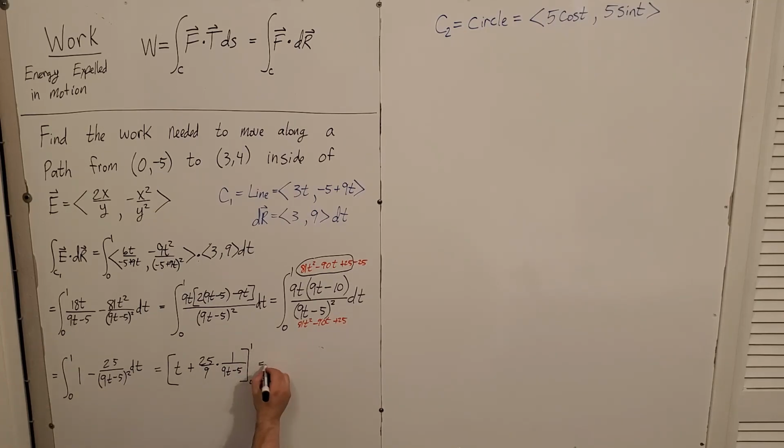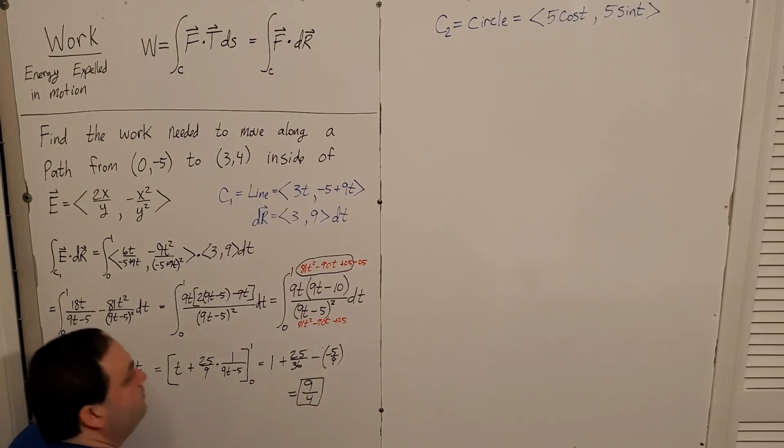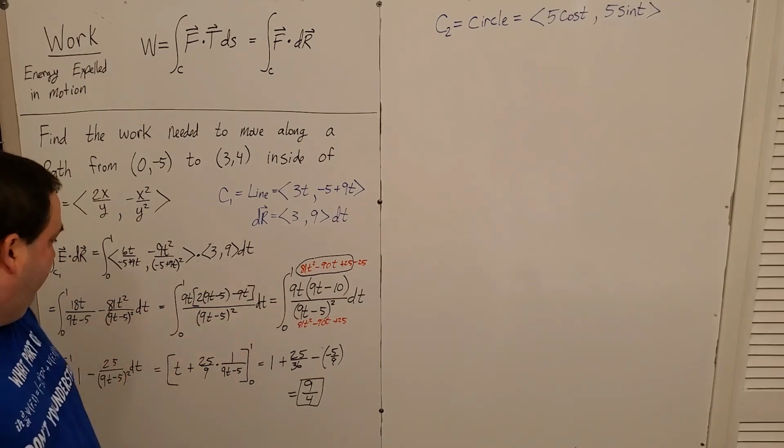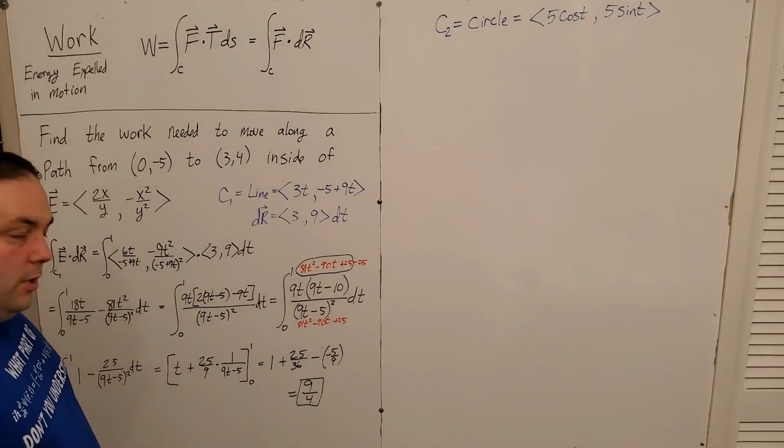Okay? So when I plug in the 1, I'm going to get 1 plus 25 ninths times 1/4. So that's 25 over 36 minus 0, and then minus negative 5 ninths. And when you combine those up, you get 9/4. Okay? So yeah, a little bit yucky right there in the middle, especially with a lot of the factoring pieces. Still mostly doable though. Okay?